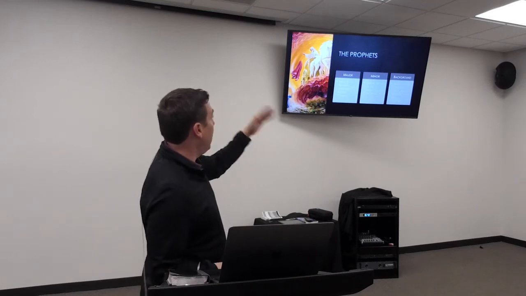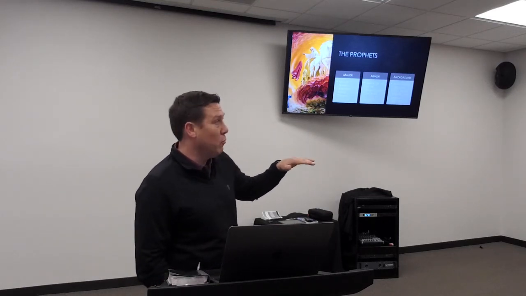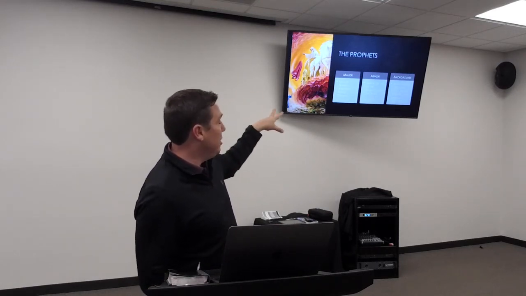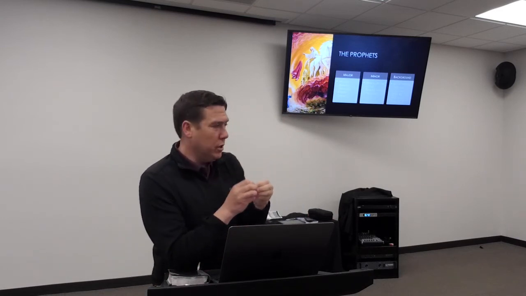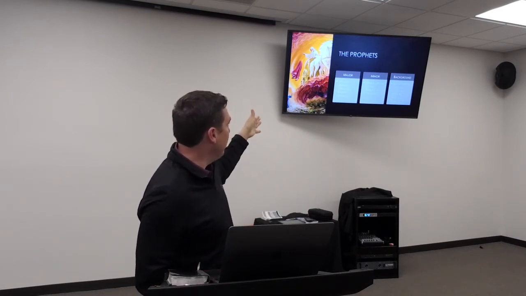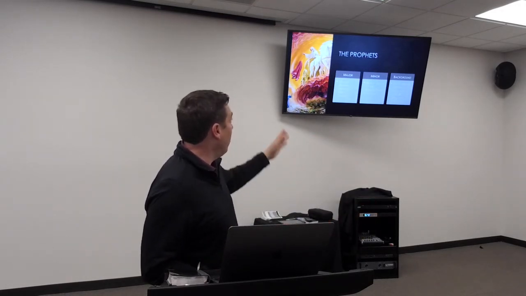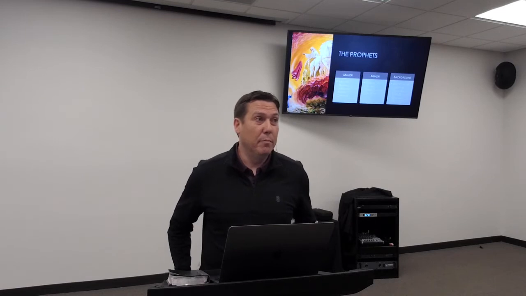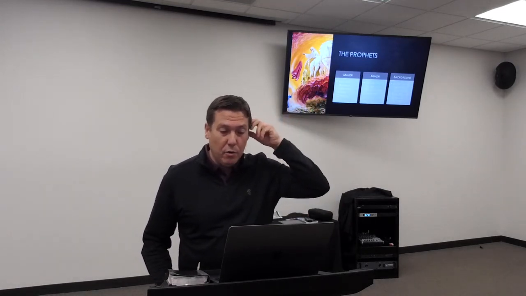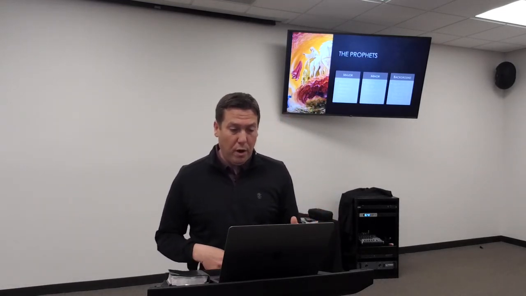So if we classify these 16 writing prophets, we classify them into the larger and the smaller collections. The major prophets are Isaiah, Jeremiah, Ezekiel, and Daniel, because they're longer. And then the minor prophets are the ones we call the minor prophets. In Latin, they're called the shorter prophets.